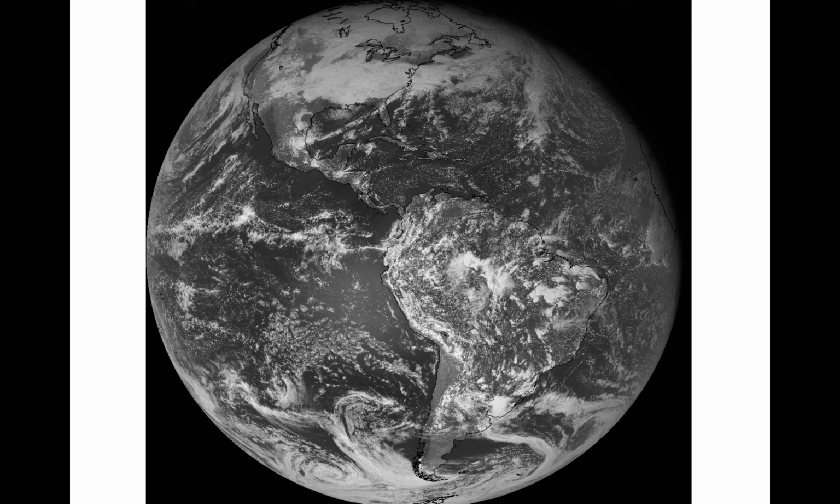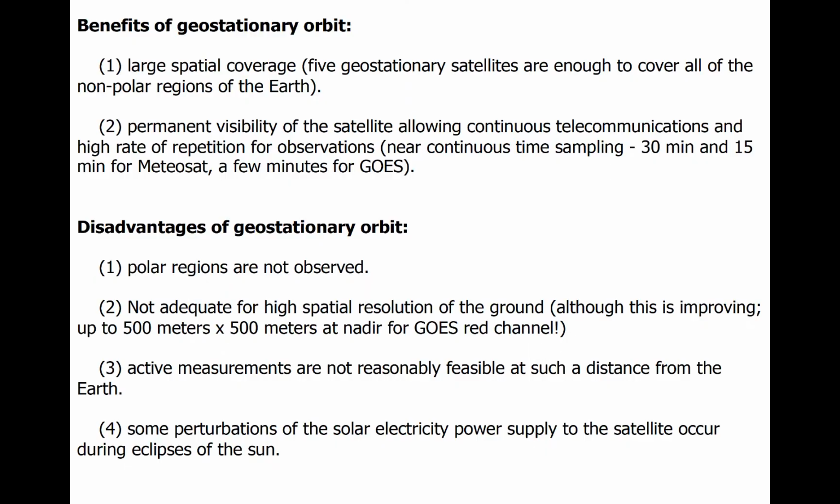An image like this can be collected currently every 15 minutes, with imagery over smaller sectors, such as over the United States, collected more frequently. As mentioned before, one of the benefits of geostationary orbit is its large spatial coverage that is continuous. However, the spatial resolution is not very high. The highest resolution of any GOES data at nadir is 500 meters by 500 meters.